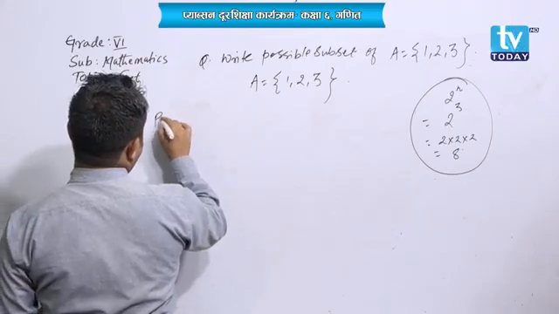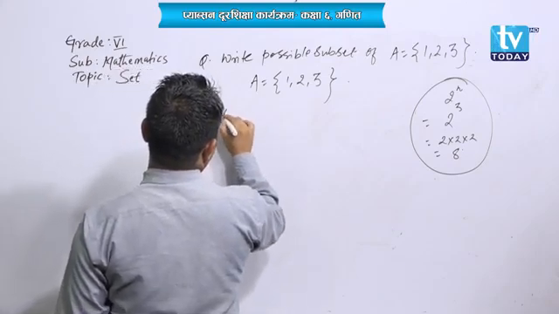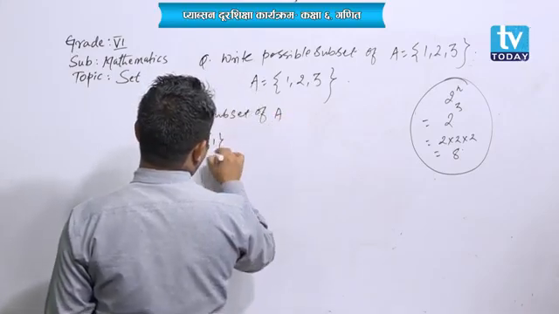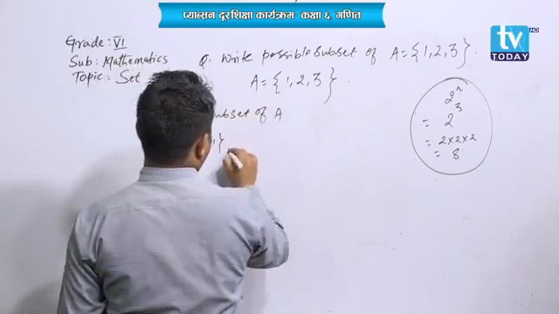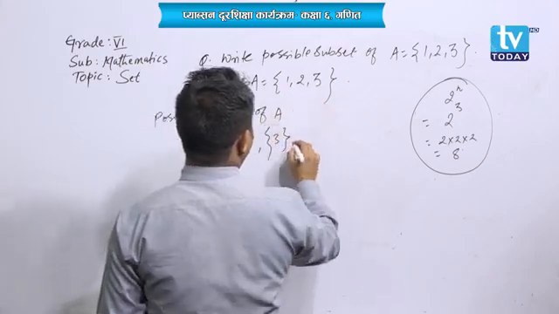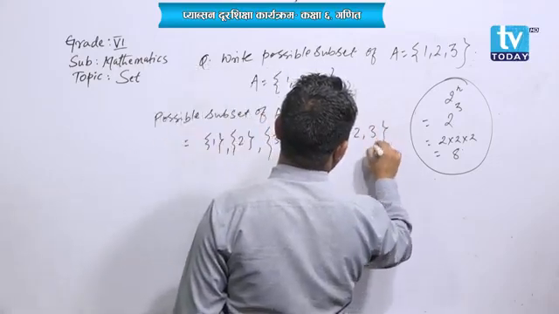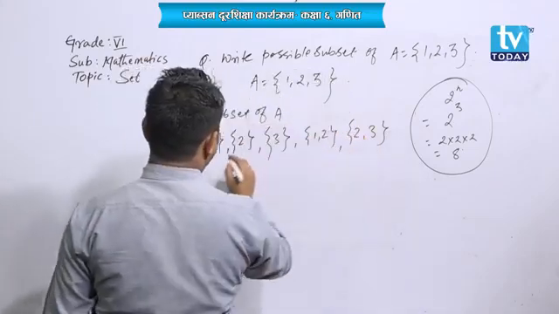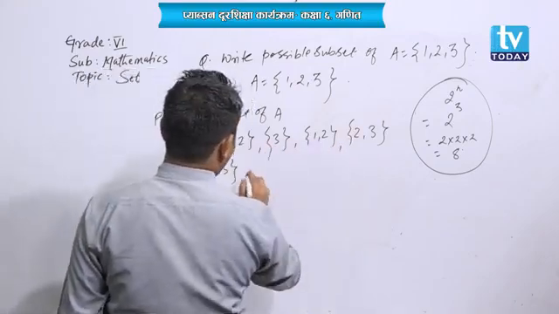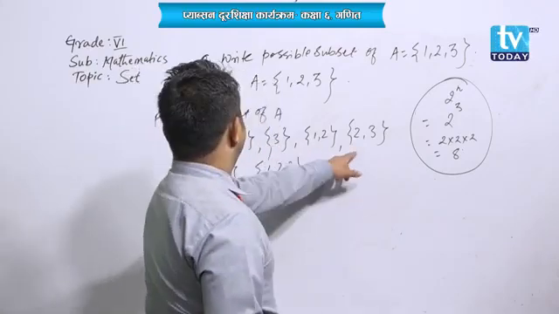Now, possible subsets of A. Subsets of A, we can write: {1}, {2}, {3}, {1, 2}, {2, 3}, {1, 3}, then {1, 2, 3} itself, and the null set.